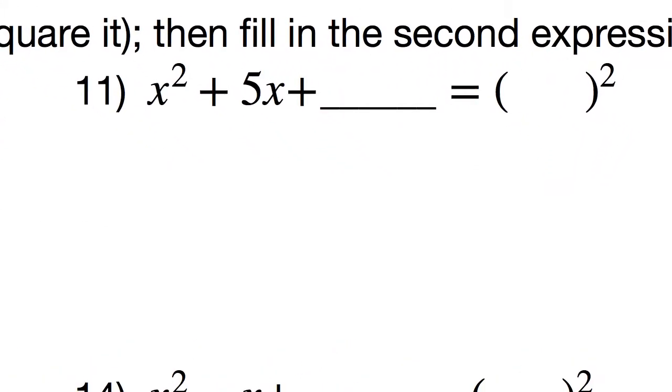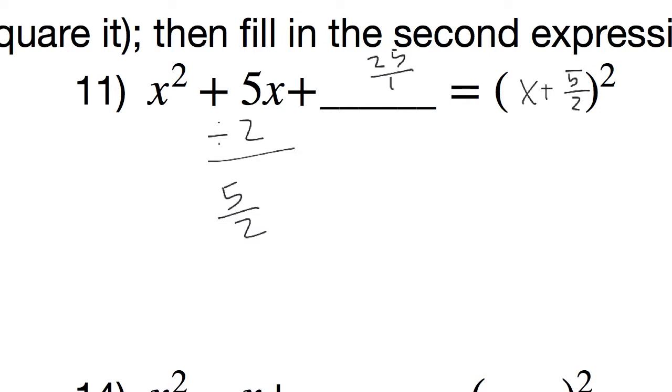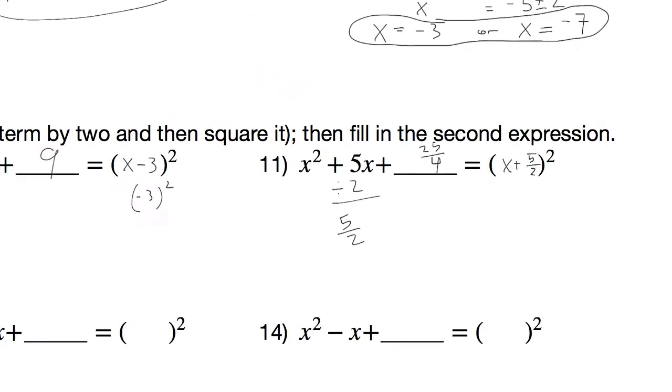Here, 5 divided by 2, don't fear the fraction, it's just going to be 5 over 2. So this is going to be x plus 5 over 2. And then squared is going to be 25 over 4. X squared plus 5x plus 25 over 4 can be factored into x plus 5 over 2 squared. How do we know? We created it to be that way.